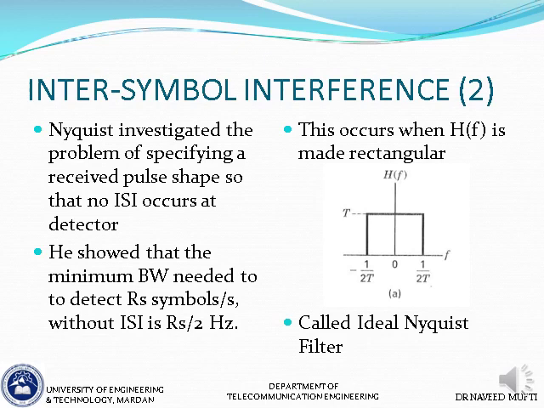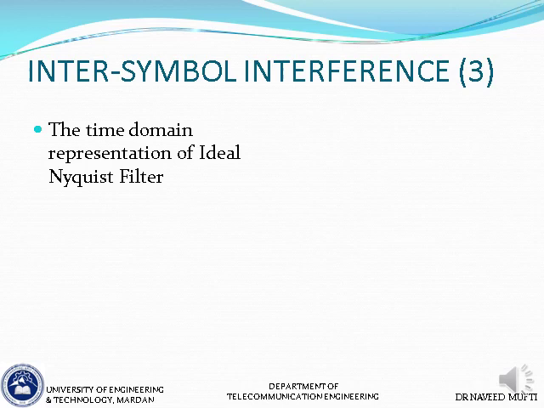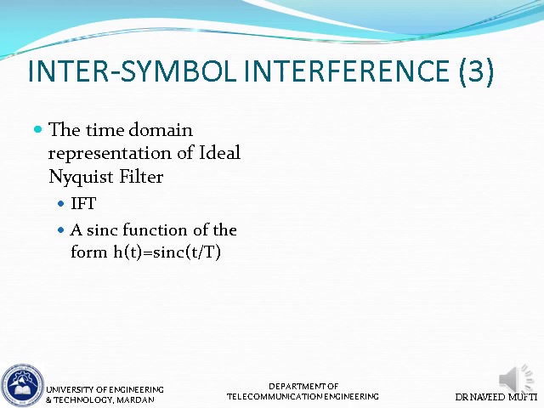So this is called the ideal Nyquist filter. Obviously, as you can see, it's like an ideal low pass filter, so it is called an ideal Nyquist filter. And what do you think it will look like in time domain? You know, it's a rectangular or a pulse, a rect or a pulse in frequency domain. What does it look like in time domain? So the time domain representation of an ideal Nyquist filter, which is a rect function in frequency domain, if we use inverse Fourier transform, that is a sinc function.